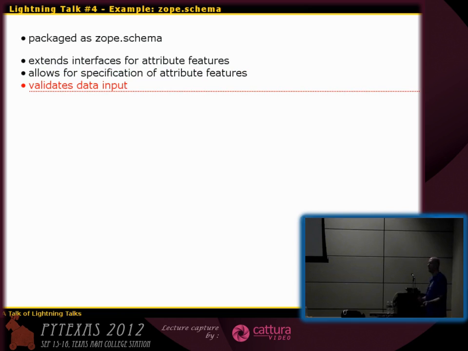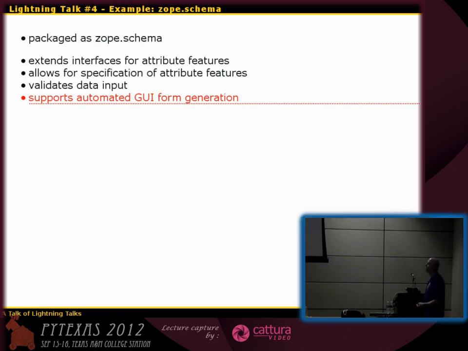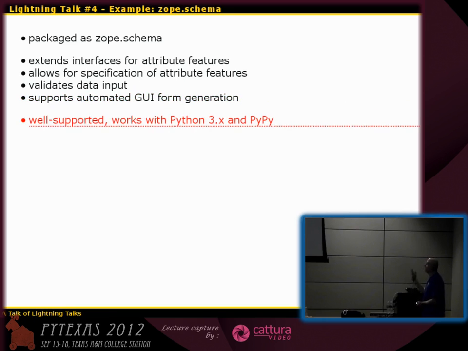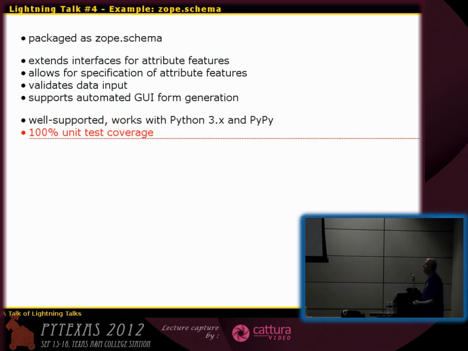So if you've tagged this attribute to be an integer and you set it to a string, it'll give you an error. So it's sort of like strong typing in some sense. It also will generate forms. So you can actually say, given this object, generate me an HTML form or a Qt form, and it will provide those fields with the right lengths and such. It's well supported in Python 3 and PyPy, so it's been around for a while. It's not old. 100% test coverage.